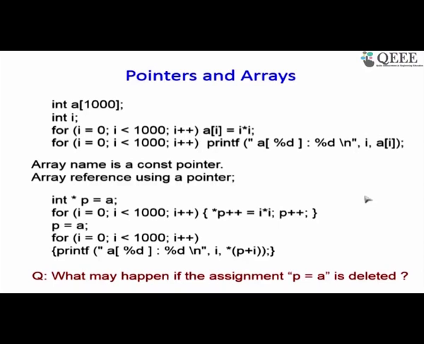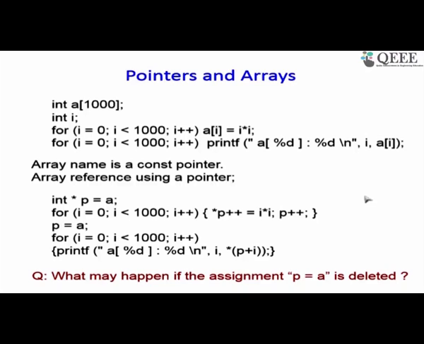What have I done? I have declared an int star, an address of an integer, a pointer to an integer, and I have made it equal to a. Where have I put it? After declaring int a[1000]. So P has the address of a[0].